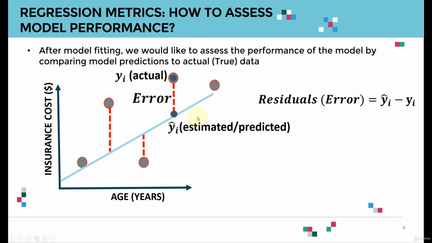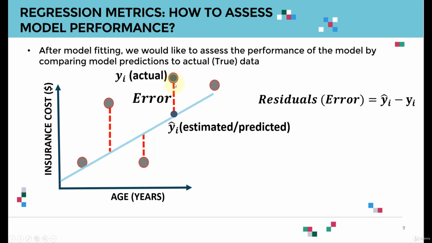We subtract the distance between these two points. Simply, we calculate the residual or the error, which is my yi actual. These are the actual data points. The points that lie on the straight line come from the model, so these are the predicted, or estimated, values. That's why we call it y hat, indicating that it's an estimate. So this distance is simply my error, and that's what we call the residuals.